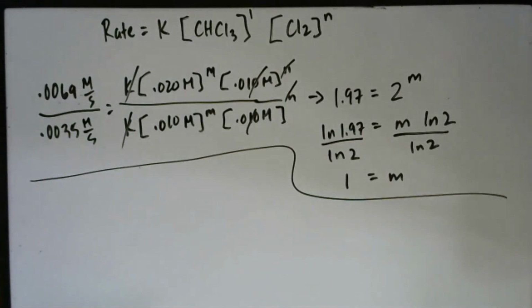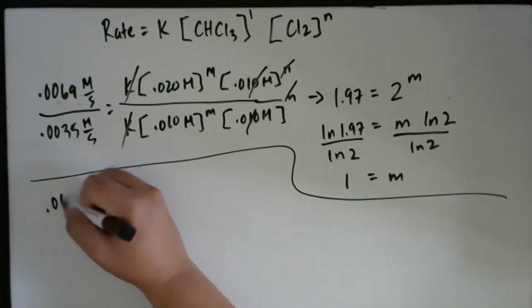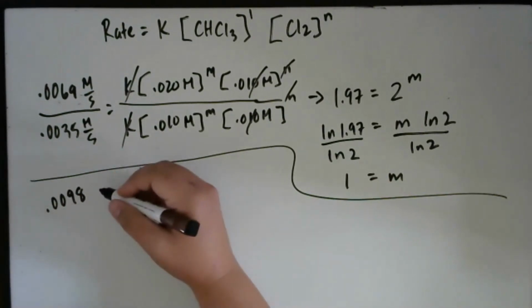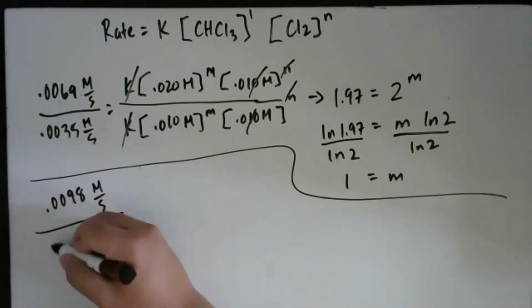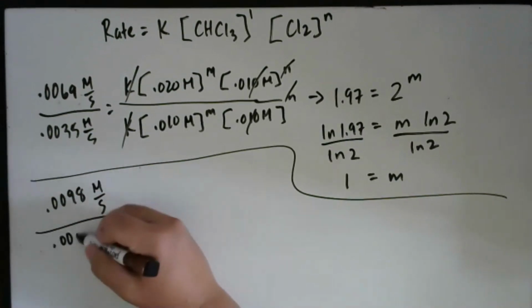For the chlorine gas, we'll use trials 2 and 3 because in trials 2 and 3, our CHCl3 concentration stays at 0.020, but our chlorine gas concentration changes. So we'll do 0.0098 over 0.0069.